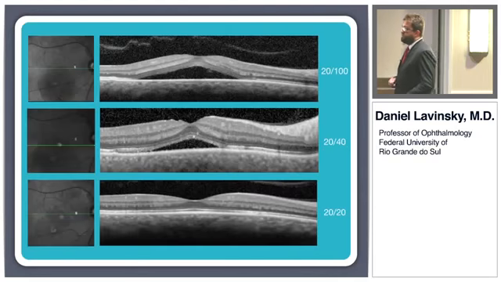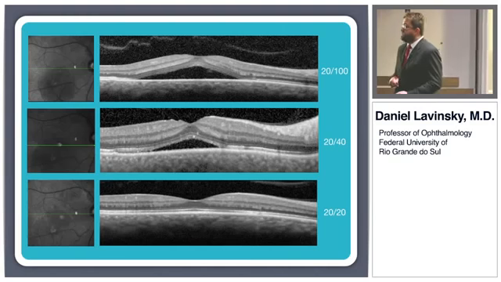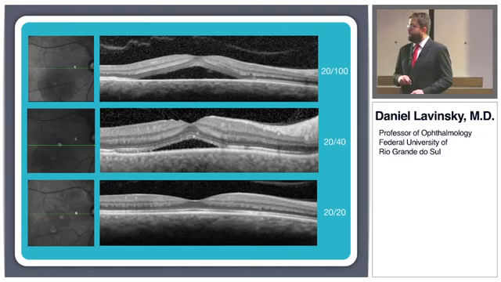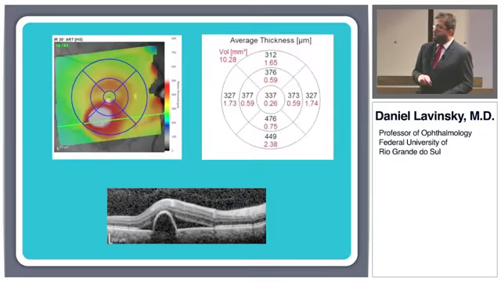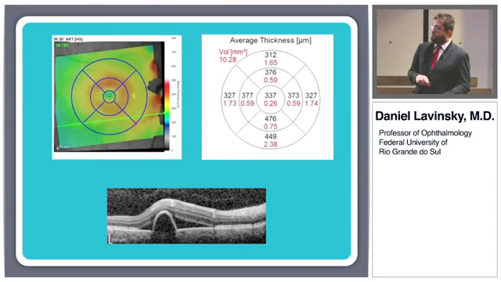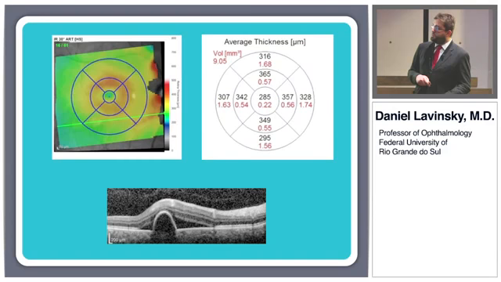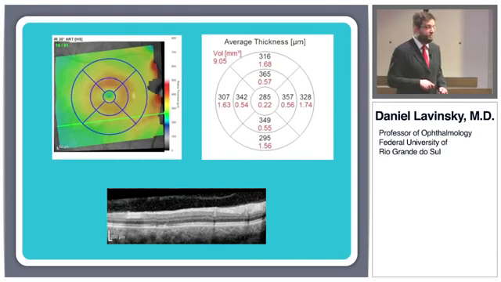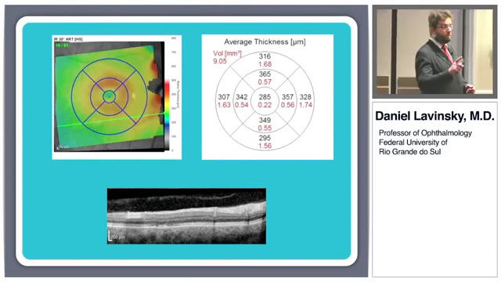And this is the resolution of the right eye. So 20/100 went to 20/20, and it's very hard to see. And if you go to the PED, the PED also went away, and that's how it responded. The right eye with only 1 treatment.